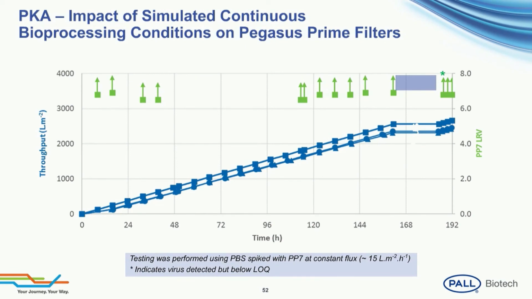Pall data can be used by end users considering integrating virus filtration into their continuous bioprocessing application. This study shows that there is no loss in PP7 virus retention when Pegasus Prime is used over extended duration at low flux with long process interruptions of 24 hours. The testing was performed using PP7 at a constant flux of around 15 liter per meter square per hour, which is typically seen in continuous bioprocessing application. And we are also developing very similar data with MVM virus instead of a bacteriophage.